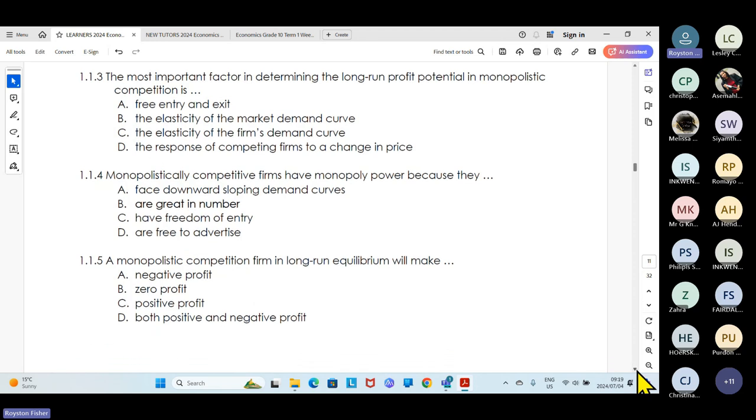Right, 1.1.3. The most important factor in determining the long-run profit potential in monopolistic competition is: A, free entry and exit; B, the elasticity of the market demand curve; C, the elasticity of the firm's demand curve; and D, the response of competing firms to a change in price.